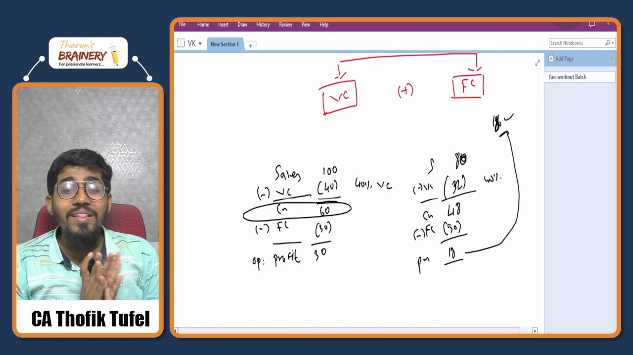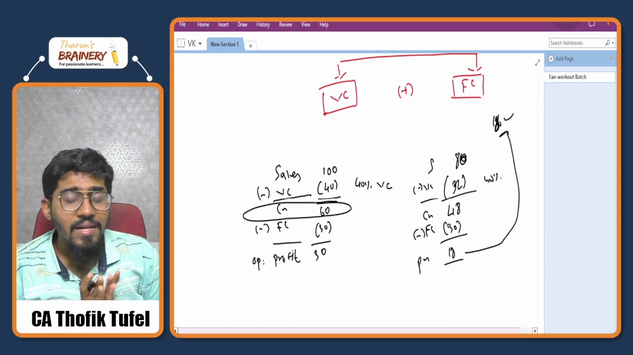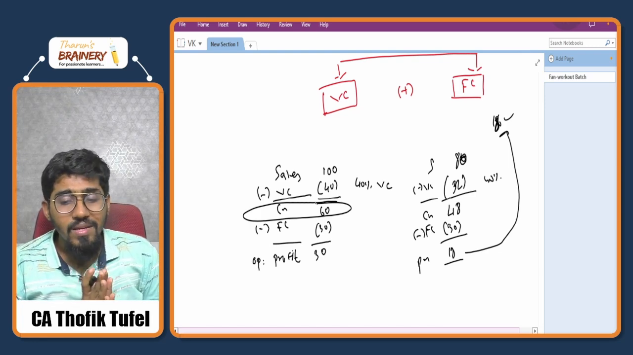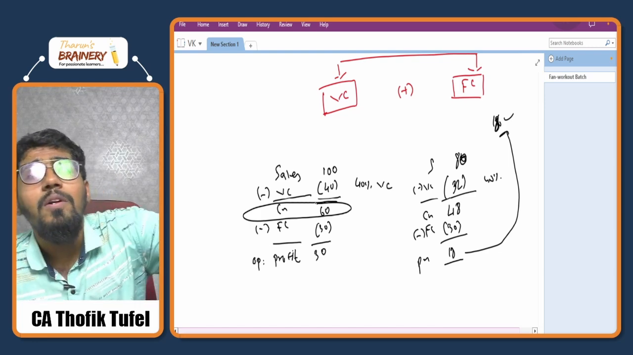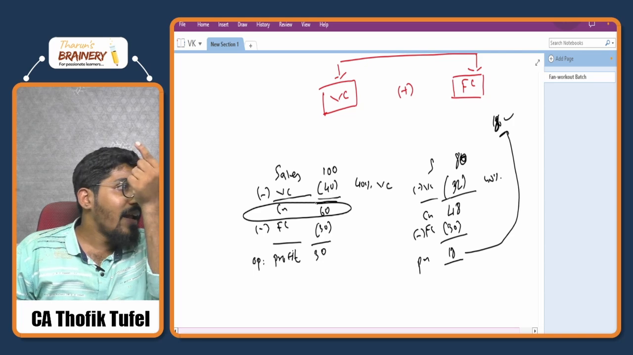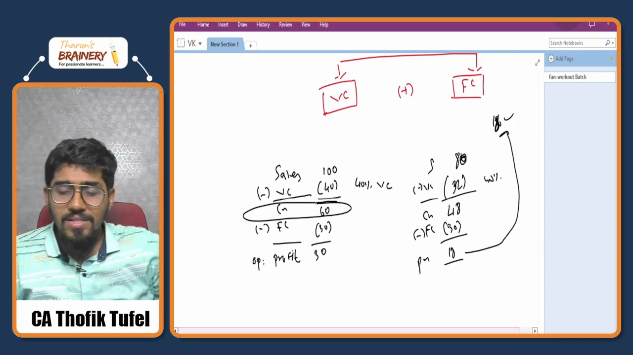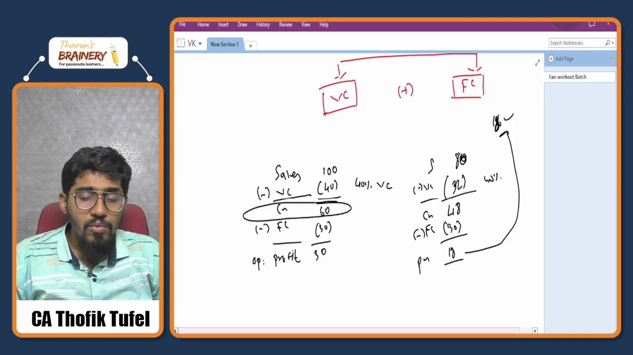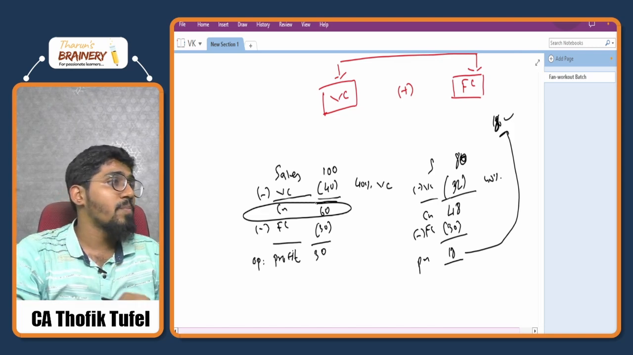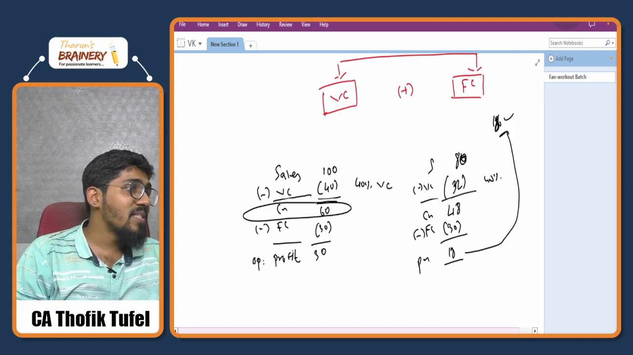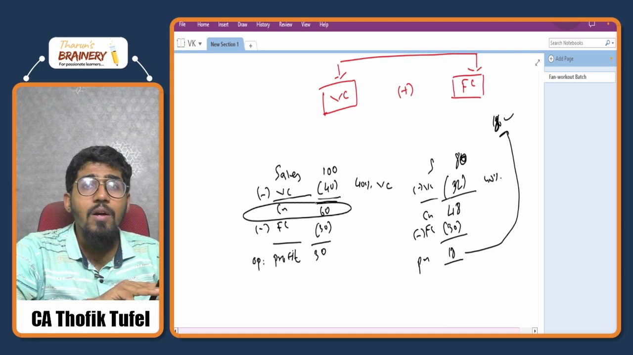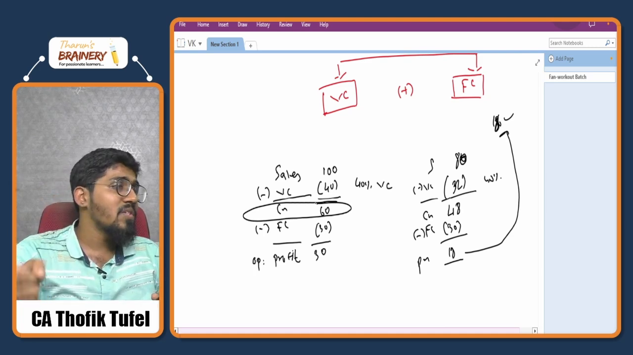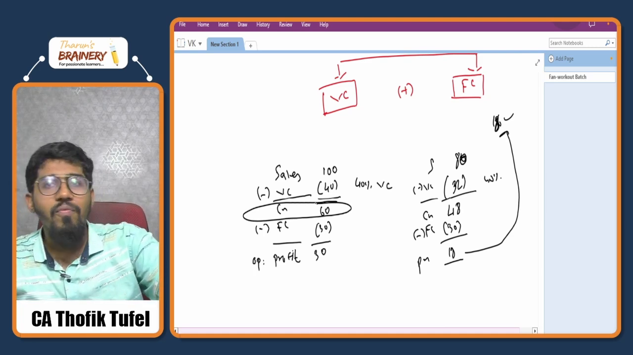Yes, sir. Why is this called contribution? Because this 100 minus 40, 60 rupees, is contributed towards the fixed cost and then contributed towards the profit. That is the reason it is called contribution. So it is nothing but fixed cost plus profit. Contribution is equal to fixed cost plus profit. This is the amount which is contributed to my fixed cost first and then to my profit afterwards.